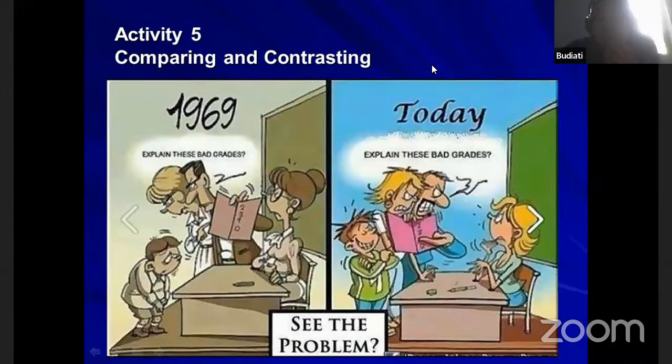Okay, thank you, Miss Anisha. Okay, Miss Farah, welcome back, please. Would you like to give your opinion about the picture? How to interpret the picture, please? Miss Farah. Not yet.